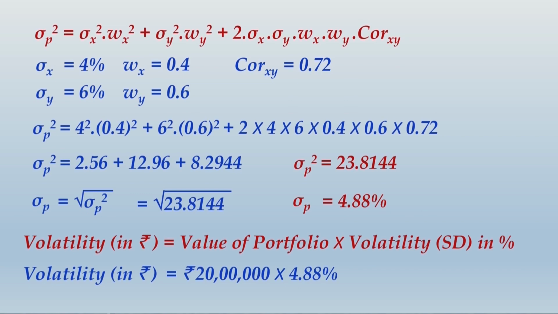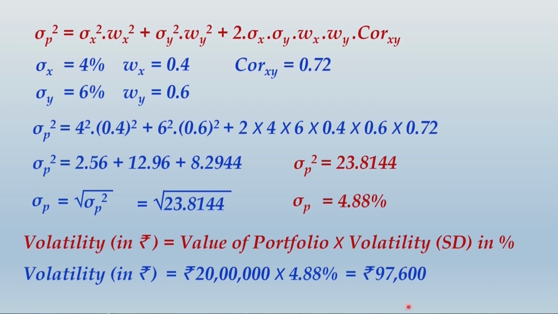So do one thing, before we move ahead with the other alternative approach of making the same calculation, first note down this whole thing, and the result over here, the volatility in rupee will be rupees 97,600. So friends, write up this whole thing quickly and then we shall move ahead. Alright friends, you would have finished writing this whole thing.